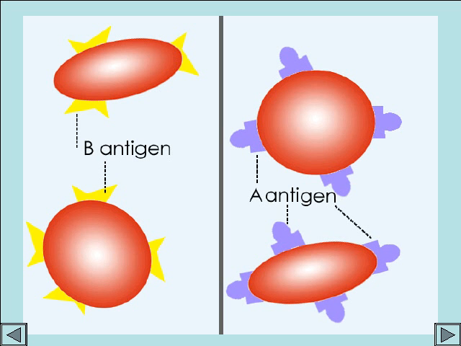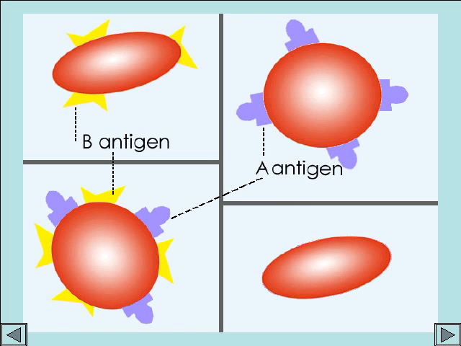Well, there's four possibilities. We can have A antigens, B antigens, A and B antigens, or no antigens at all. If we have no antigens on our red blood cells, what's our blood type? Right, O! Red blood cells and antigens are only half the equation.